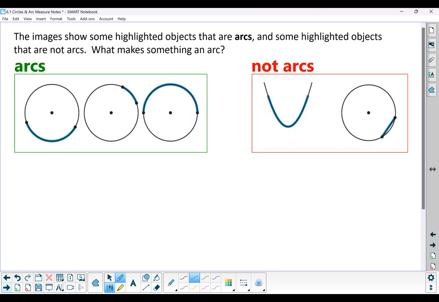So this image shows some arcs on the left, and on the right we have things that are not arcs. So you can see that an arc is a portion of the circle that is between two endpoints that are on the circle's edge. So it's just a little part of the circle. It has to be on a circle to be called an arc. So this one is not an arc because it is not on a circle. And this is not an arc because it's a chord.